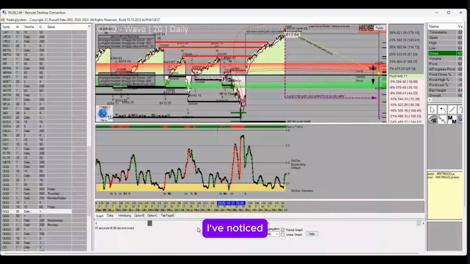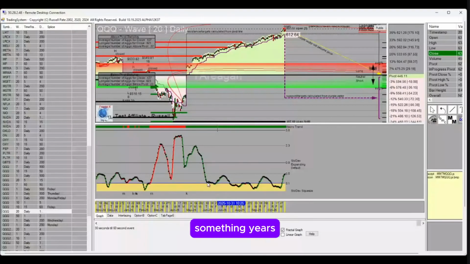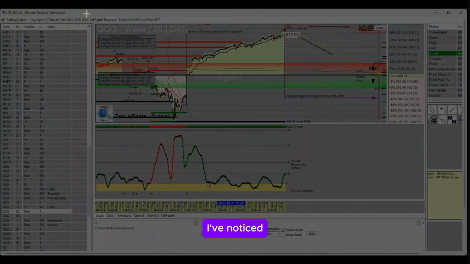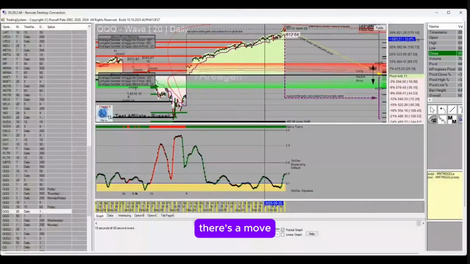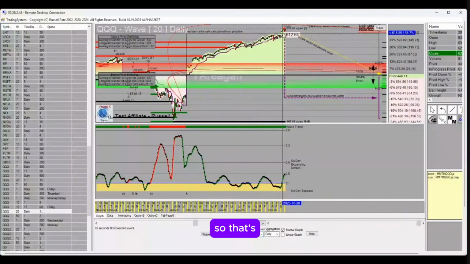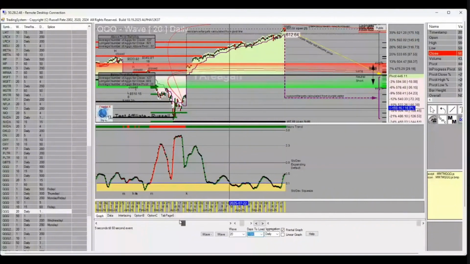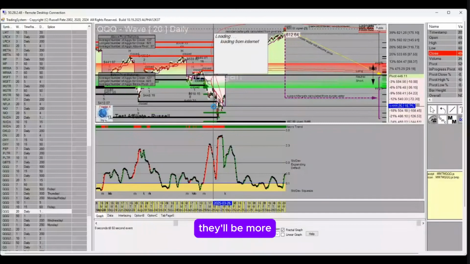So a lot of times I've noticed, over the 30-something years I've been using this system, I built the core of this back in the 90s, and a lot of times I've noticed when we have an extended move up, if there's a move down, it can be rather shallow. So that's something to keep in mind. Sometimes the extensions above the pivot, the moves above the pivot, when it pulls back, they'll be more shallow.